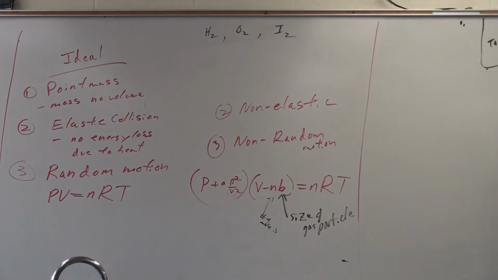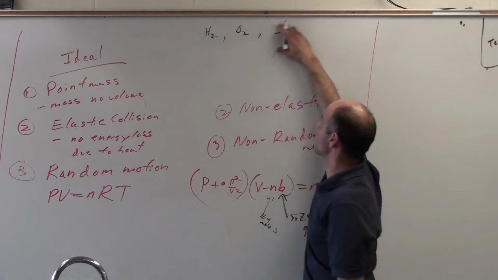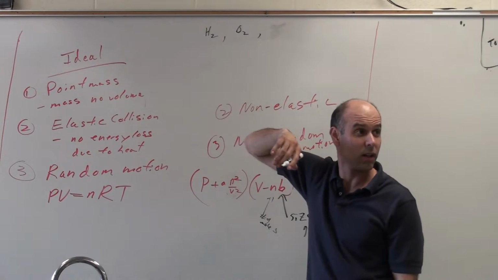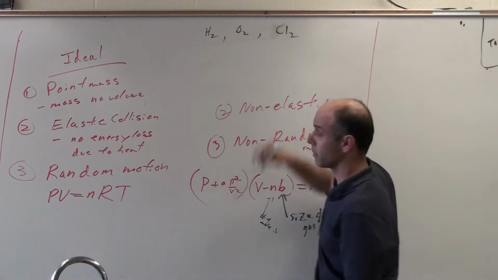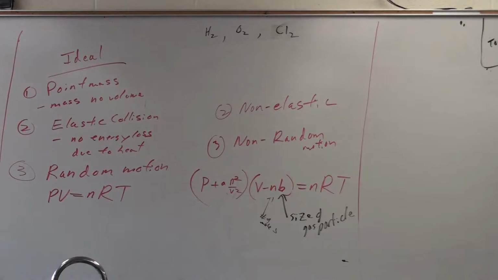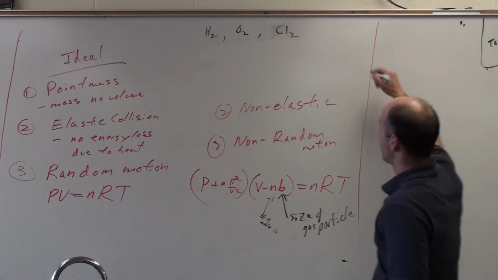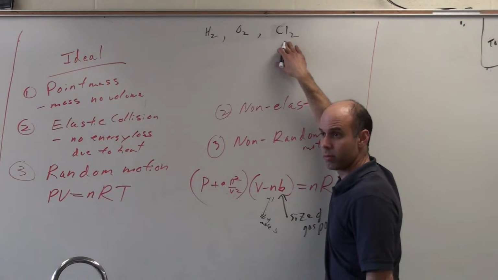Hydrogen, oxygen, or iodine. Well, let's not do iodine because sometimes it's liquid. So let's do chlorine. Which one's bigger? Chlorine. Chlorine's in the third energy level, much bigger than oxygen, but second bigger than hydrogen, that's in the first. So it's got the biggest B value.